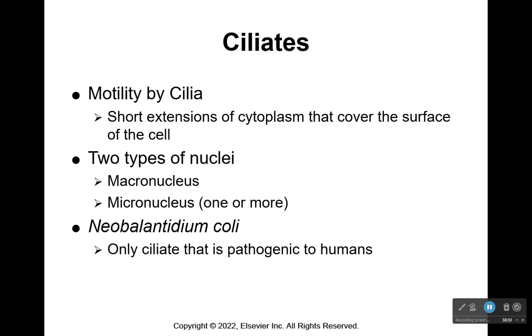Our next group is called the ciliates. Instead of having the pseudopodia feet to move or the flagella, these have little tiny hair-like structures called cilia, generally on the whole surface of the cell. So where the flagella might be one here, two or three here, or that undulating membrane, this is going to be completely surrounding the cell. Has two types of nucleus, a large macronucleus and a micronucleus, and usually has more than one. This is the only ciliate that is pathogenic to humans.